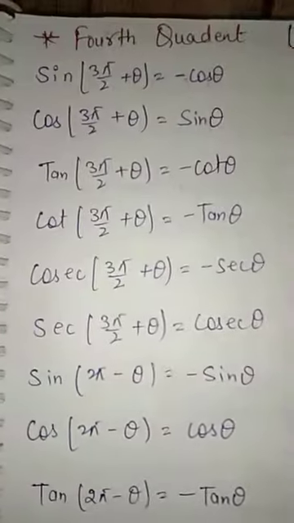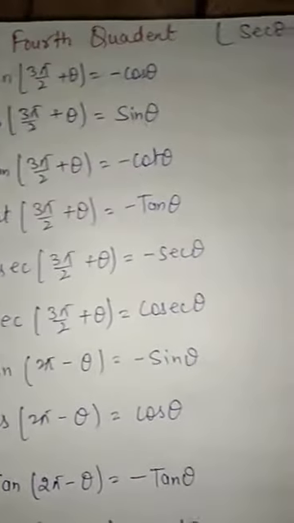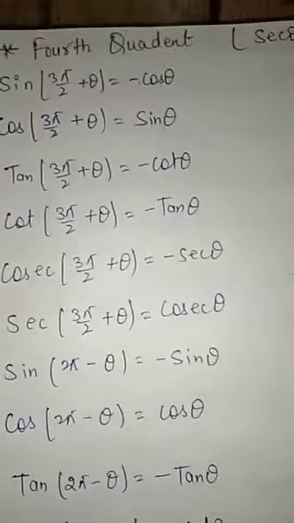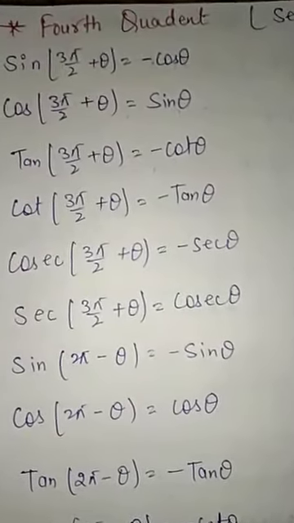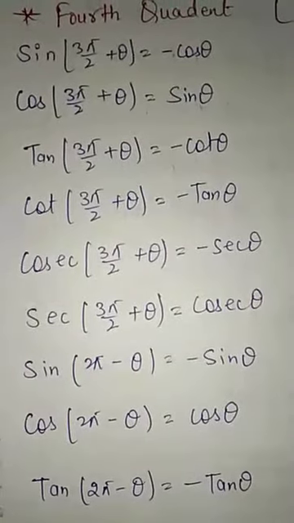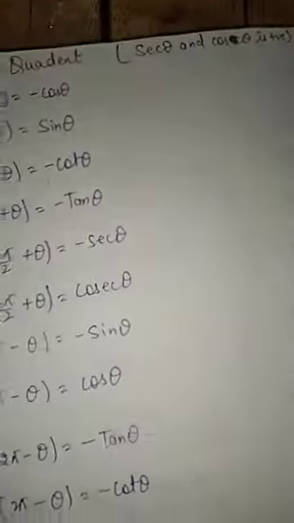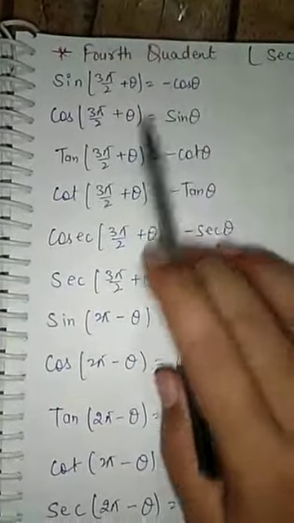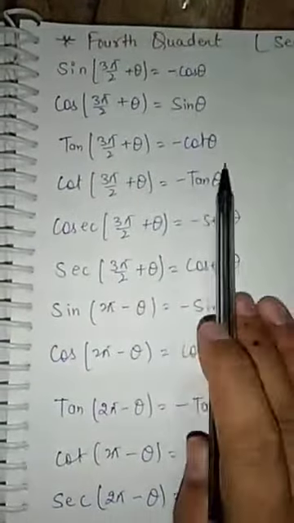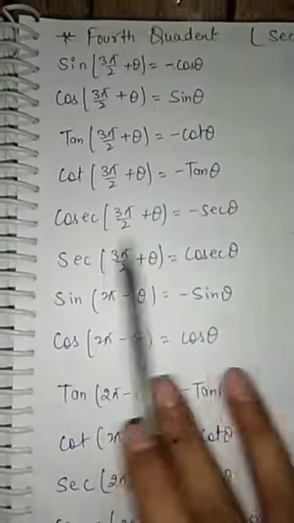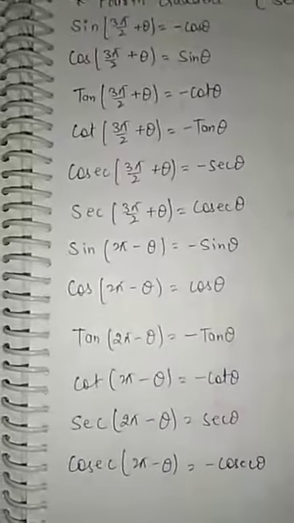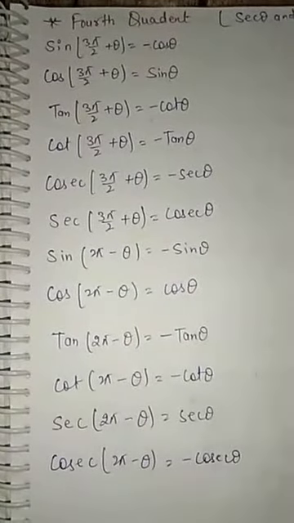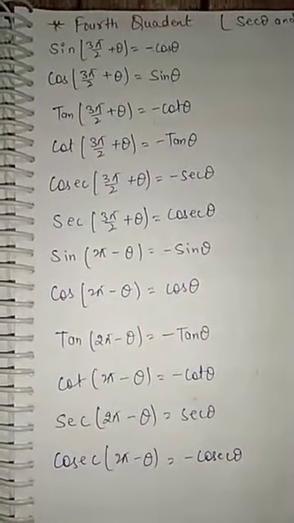Now comes the fourth quadrant. Same here, in the fourth quadrant sec and cos are positive and all the other values are negative. So here you can see sin is negative, cosec is negative, cos is positive, tan is negative, cot is negative, but sec is positive, and these are the formulas we use when the value changes in the quadrant.